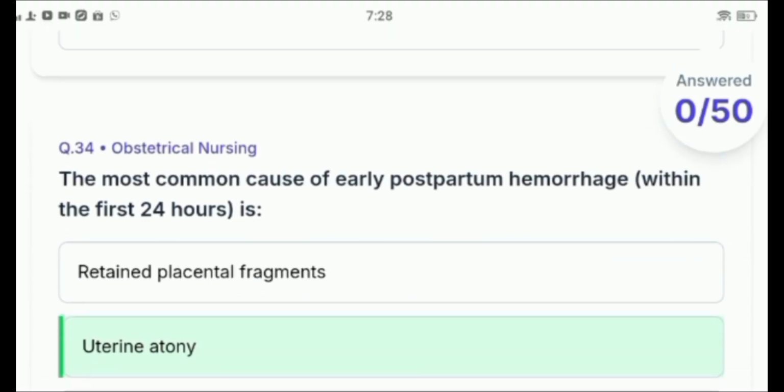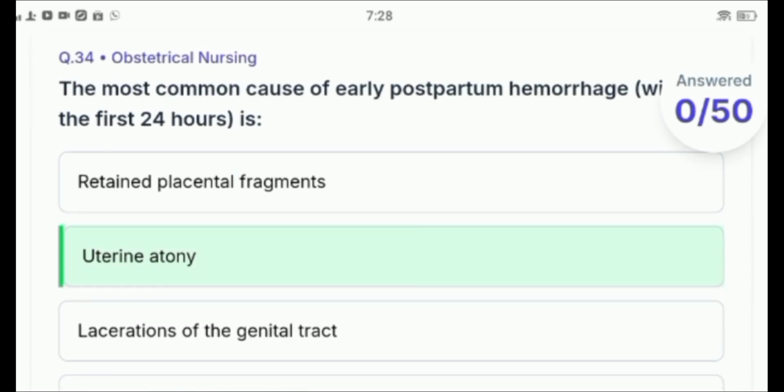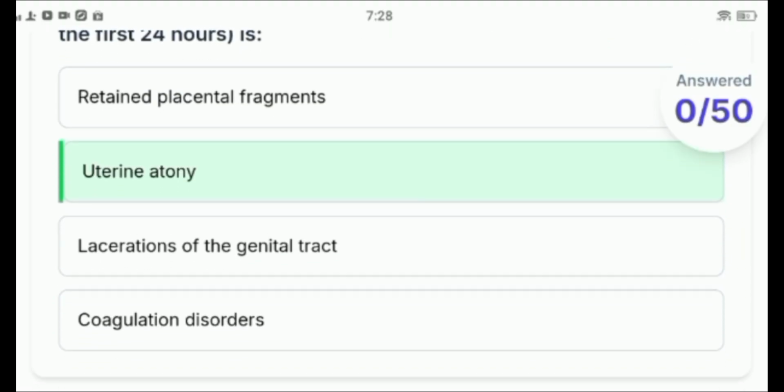34. Obstetrical nursing. The most common cause of early postpartum hemorrhage within the first 24 hours is A. Retained placental fragments, B. Uterine atony, C. Laceration of the genital tract, D. Coagulation disorder. So the correct answer is B.